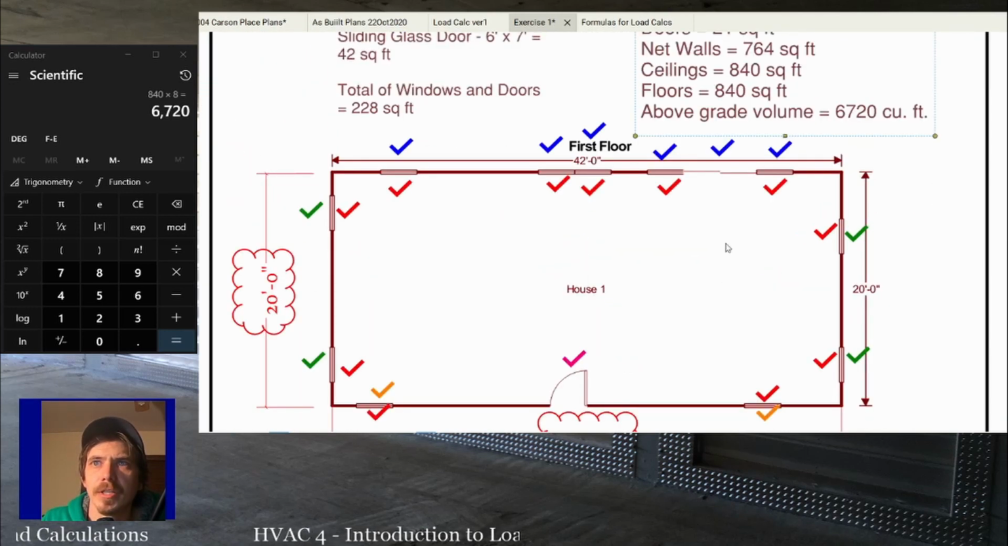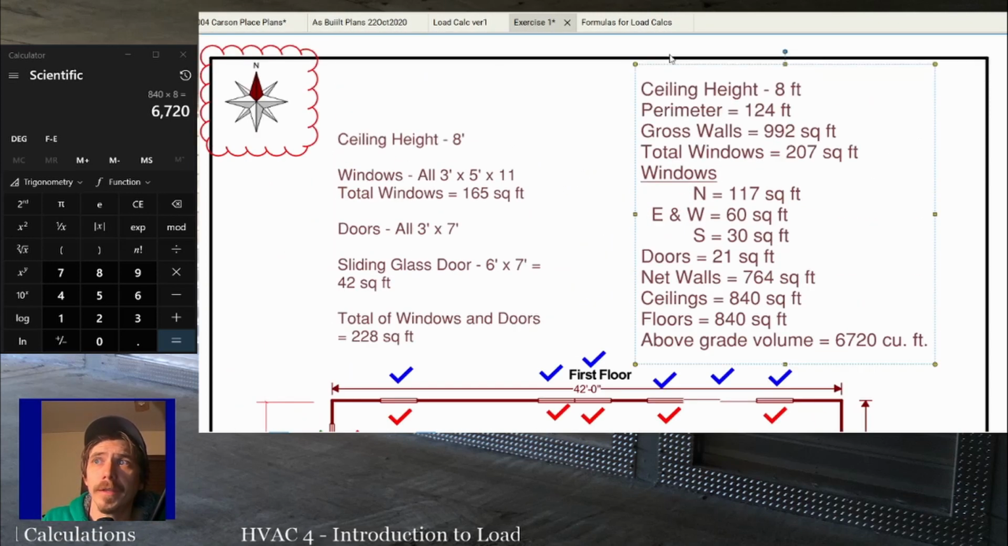And this is obviously for a block load, right? If we're doing a room by room, you need to know all these numbers. Matter of fact, I'll pull up Excel. I should have Excel ready to rock, right? Give me just a second.